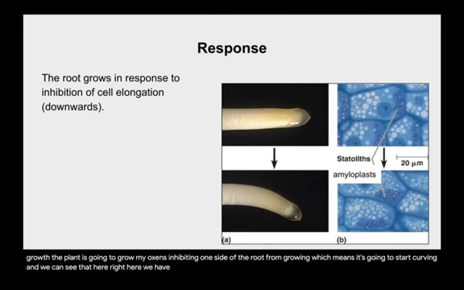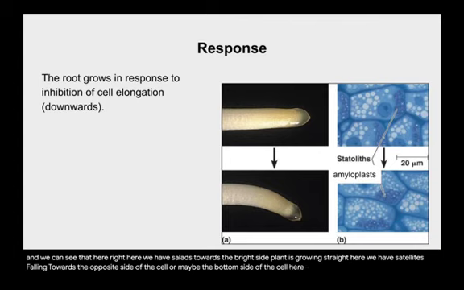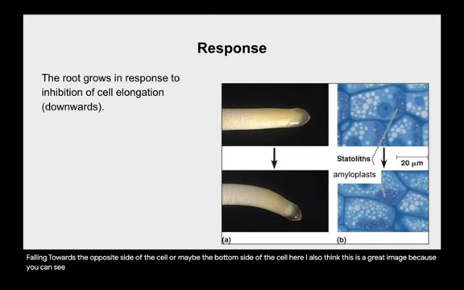Here we have satellites towards the right side, and the plant is growing straight. Here we have satellites falling towards the opposite side of the cell, or maybe the bottom side of the cell here, and the plant tip is starting to curve down. I also think this is a great image because you can see clearly this root cap and how it has this mucilage material that's being secreted, that slimy material that we see.